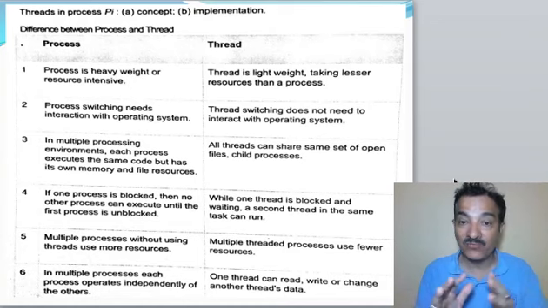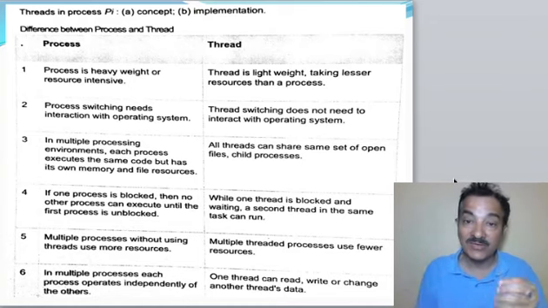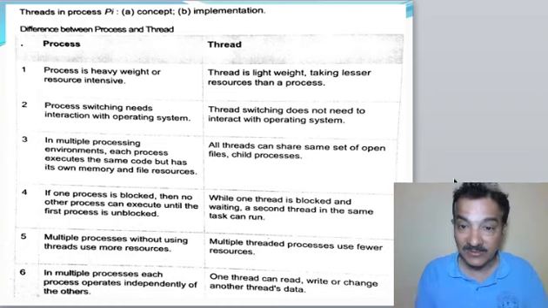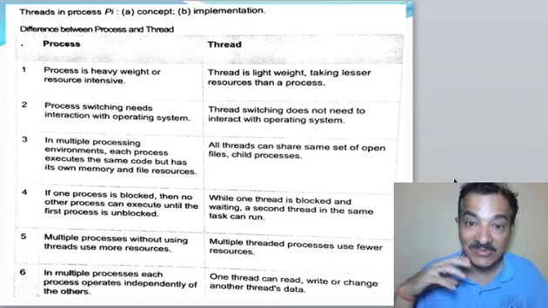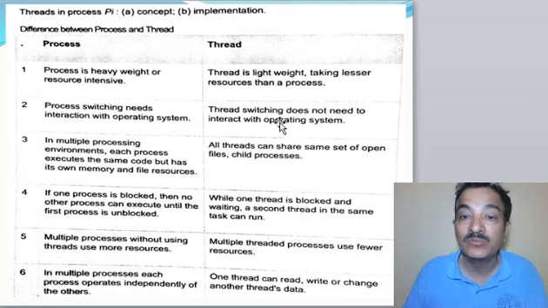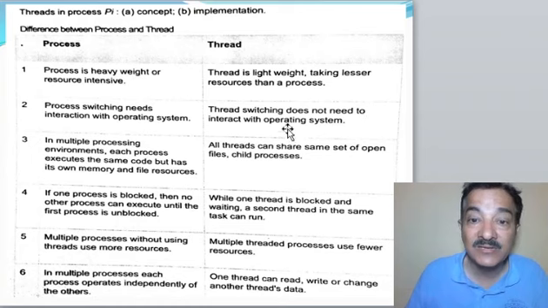If he has four threads running, then he can schedule each thread how he wants, or he could run all of them. It is based on the programmer. It can be written inside the process, and the operating system need not know how these threads are scheduled. So thread switching does not need to interact with the operating system.